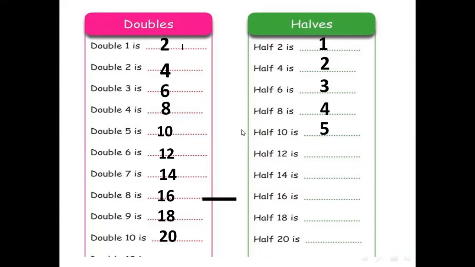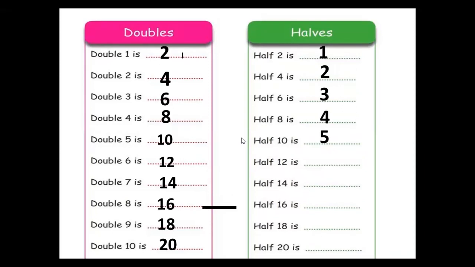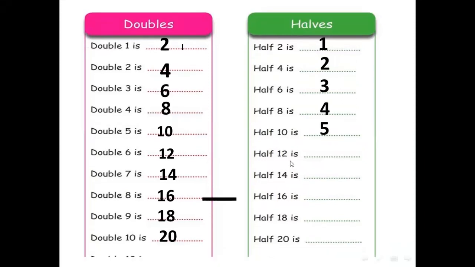Okay, I want Lama and Hannah. Lama, can you hear me, honey? Yes. Okay, here we have half of 12. Do you know what half of 12 is? Yes. Half of 12 is 6. Excellent, Lama. Thank you. Okay, half of 14 is what, Lama? Half of 14 is 7. Excellent. Half of 14 is 7.